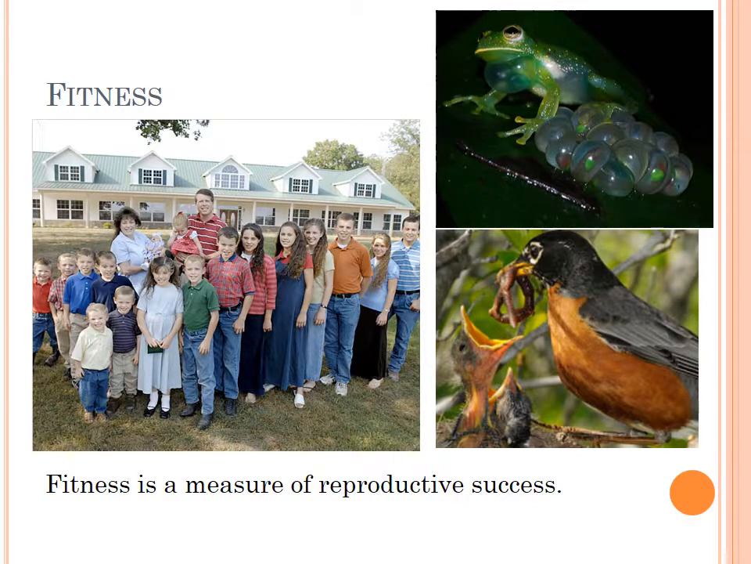Now we can measure how well an organism survives, so we can tell its rate of survivability. It's called its fitness, the measurement of reproductive success. Now we can measure reproductive success in a whole lot of different ways. You can measure reproductive success by the number of eggs, the number of offspring that are born, the number of offspring that survive to adulthood.